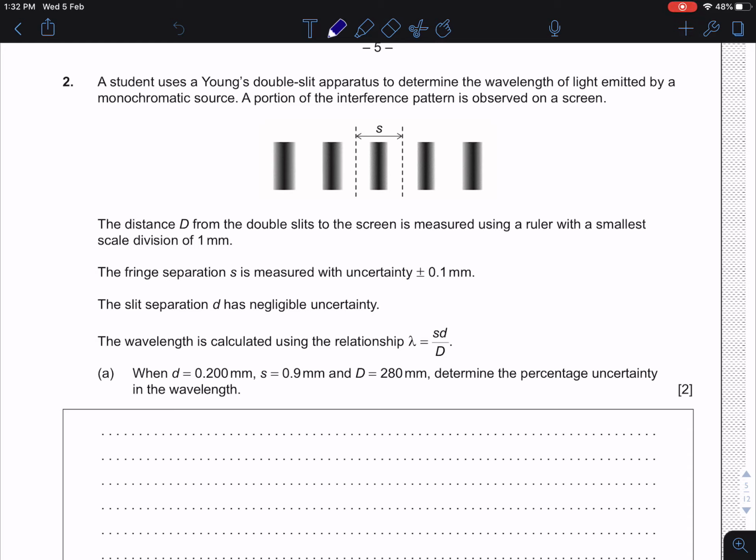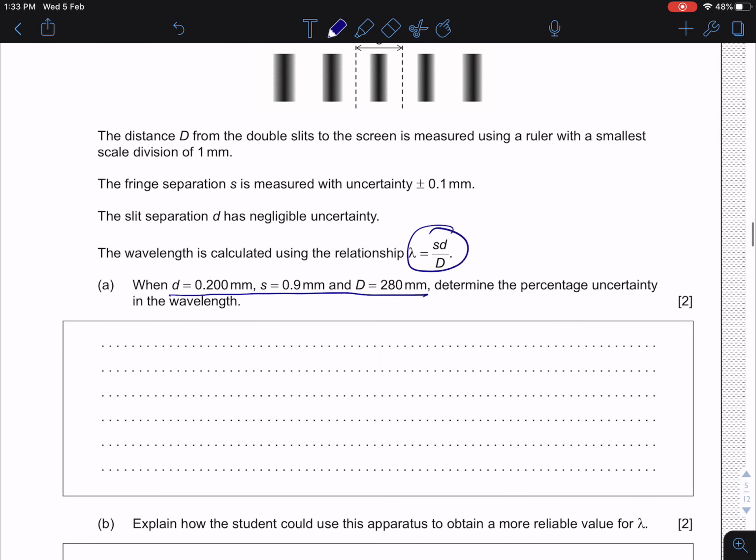Okay, this question is about a double slit experiment. They've given you some data from the double slit experiment down here, and they've given you the equation for the double slit experiment, and the question is asking about uncertainty. So we need to determine the percentage uncertainty in the wavelength.